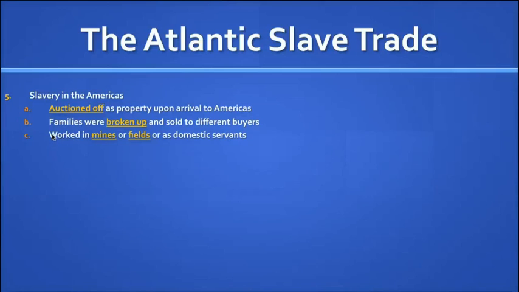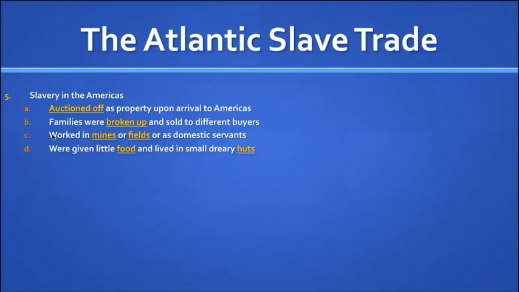Most of the workers worked in mines or fields, sometimes as domestic servants. Sometimes you could be butlers or cooks, things like that. And then you would certainly enjoy a slightly higher standard of living, because it would be a lot better to work in the household rather than out in the hot fields all day. But regardless, you were all given very little food and lived in very small, dreary huts.